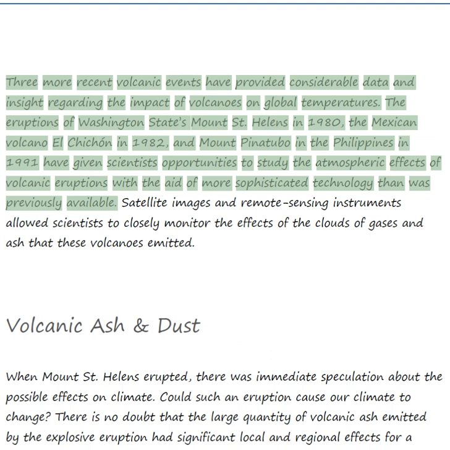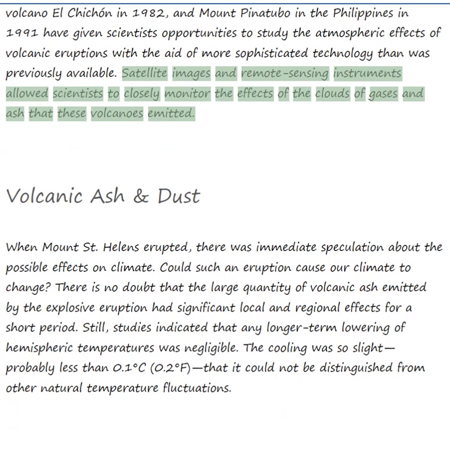Three more recent volcanic events have provided considerable data and insight regarding the impact of volcanoes on global temperatures. The eruptions of Washington State's Mount St. Helens in 1980, the Mexican volcano El Chichón in 1982, and Mount Pinatubo in the Philippines in 1991 have given scientists opportunities to study the atmospheric effects of volcanic eruptions with the aid of more sophisticated technology than was previously available. Satellite images and remote sensing instruments allowed scientists to closely monitor the effects of the clouds of gases and ash that these volcanoes emitted.